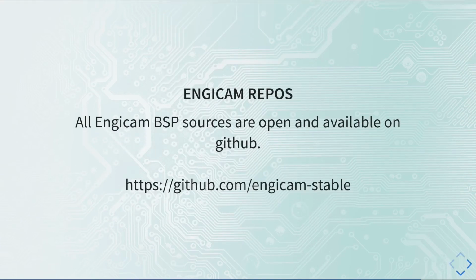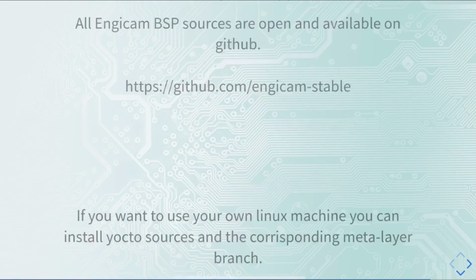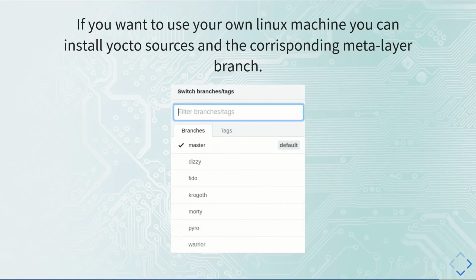So everything I talked about is inside the Engicam BSP sources. This is open and available on our GitHub repository, that is github.com Engicam stable. If you do not want to use the BSP inside of a virtual machine, no problem. You can just download the Yocto sources of the distribution you want, and then afterward from our repository add the Meta Engicam layer.